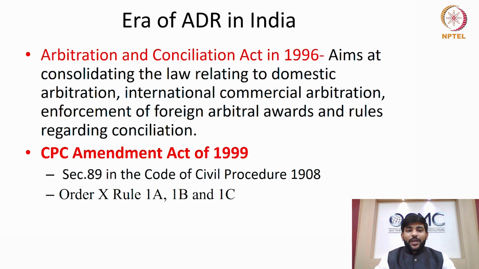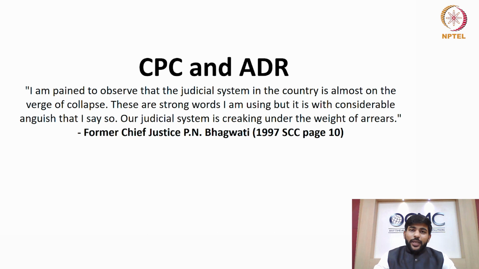As we have already discussed with respect to the Civil Procedure Code 1908, which recognized arbitration for the first time in 1908 itself through Section 89, which included the arbitration clause, but it was later repealed by the Arbitration Act of 1940. The same section was again re-amended in the year 1999, wherein Section 89 of the Civil Procedure Code 1908 and even Order 10 Rules 1A, 1B and 1C were included under the Civil Procedure Code of 1908, which gained the importance of alternative dispute resolution in India.